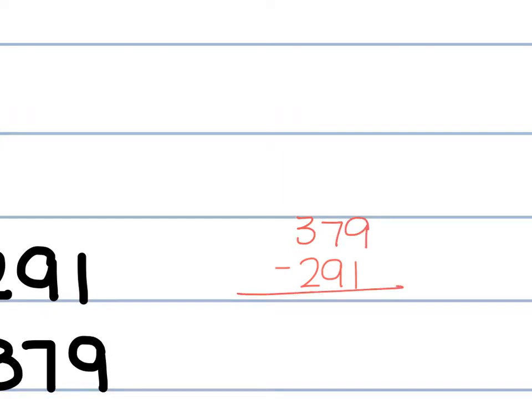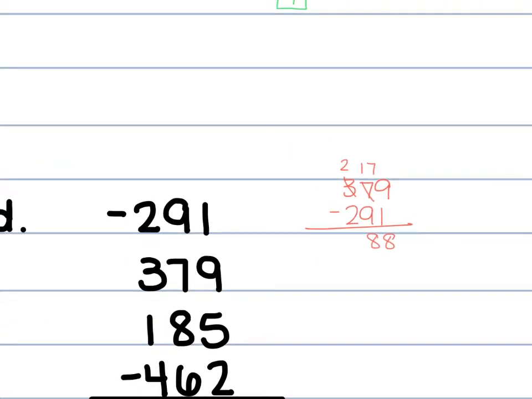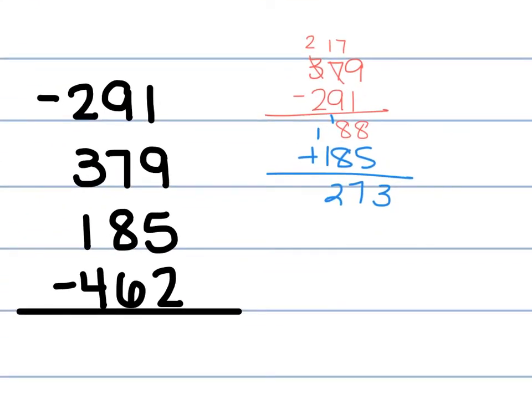The 379 minus 291, we can do 9 minus 1, which is 8. 7 minus 9, you can't take 9 away from 7, so that 7 becomes a 17, making the 3 a 2. The 17 minus 9 is also 8. And then the 2 minus 2 is 0. So now this is going to give us 88 plus 185. So 8 plus 5 is 13. 8 plus 8 is 16, plus 1 is 17, and 1 plus 1 is 2. So 273 now. We're going to take that and subtract 462 from it.